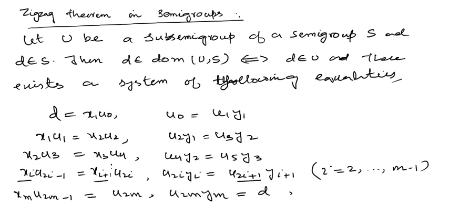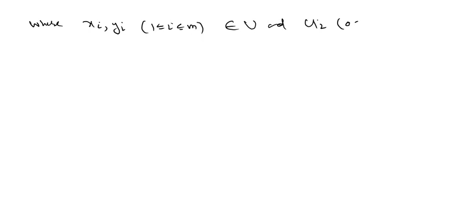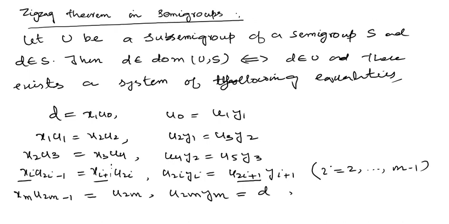okay. So where these elements ui's, xi's and yi's, where xi, yi with 1 less than or equal to i less than or equal to m, they all belong to U, and ui with 0 less than or equal to i less than or equal to 2m minus 1, they all belong to U. And I name this system of equations 1.